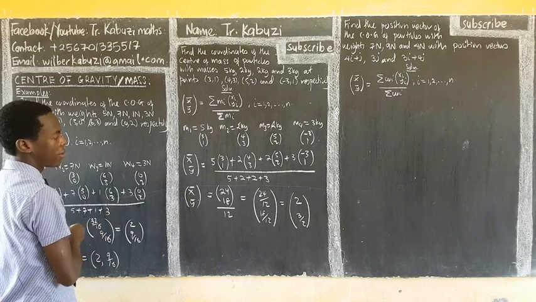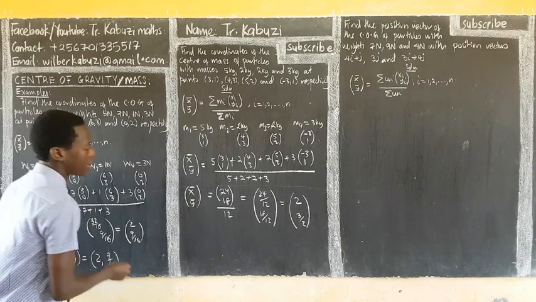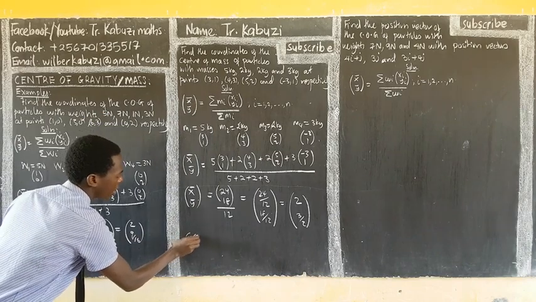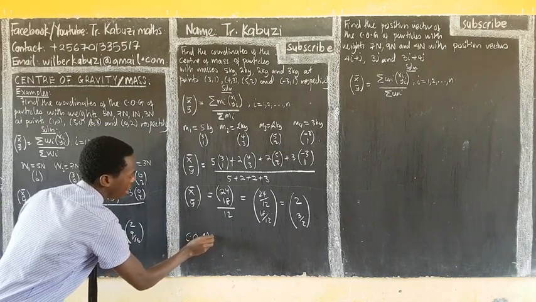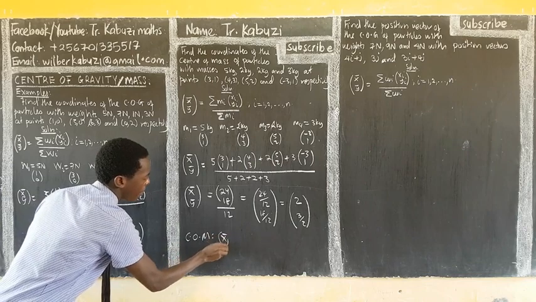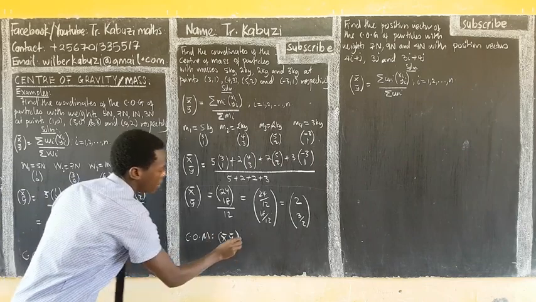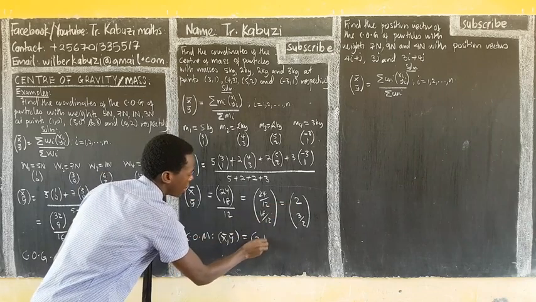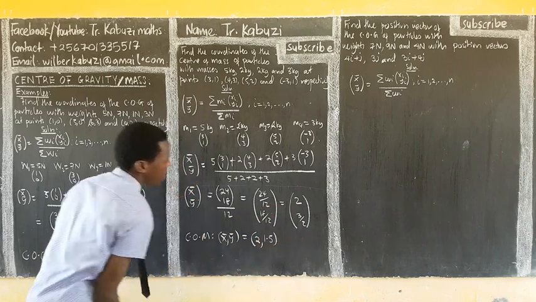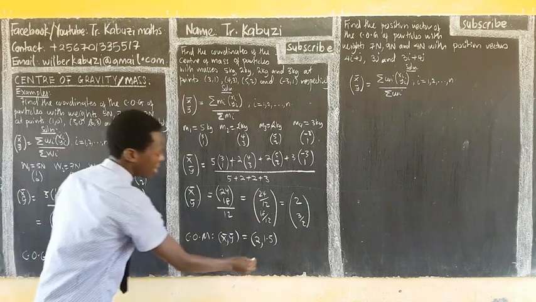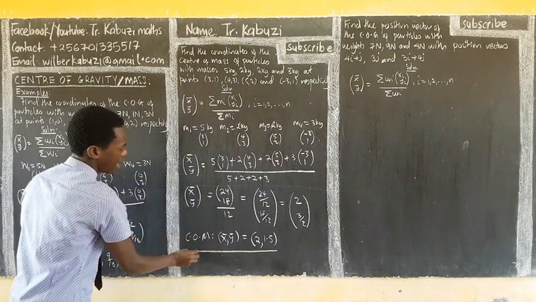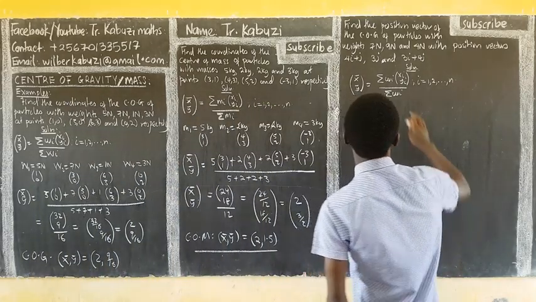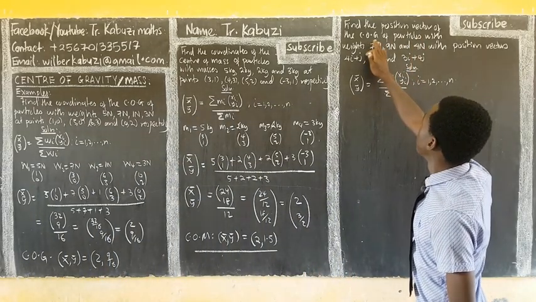They asked for the coordinate. So our center of mass is at x bar, y bar, which is equal to 2 for x bar, and then 1.5. Feel free to underline.